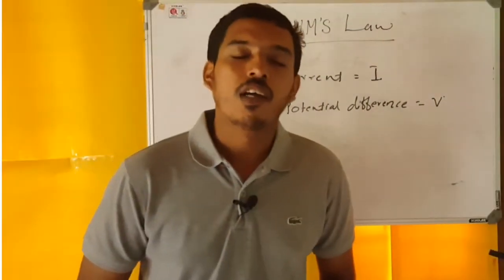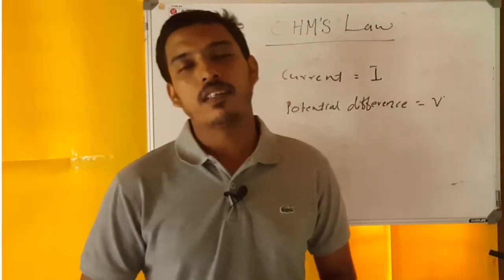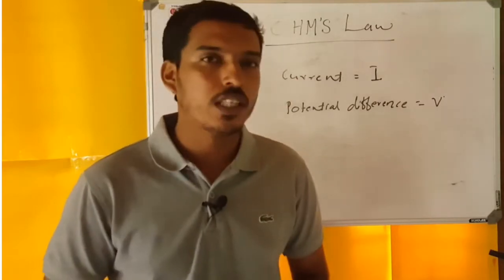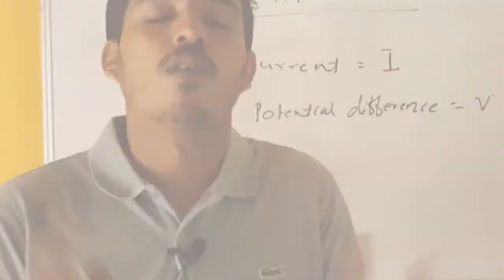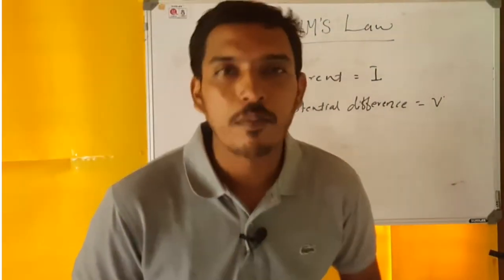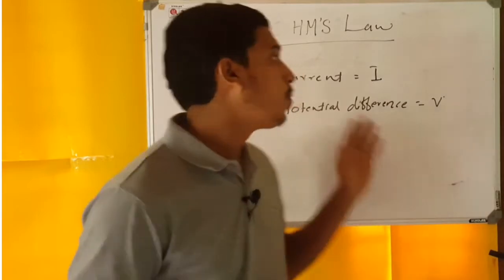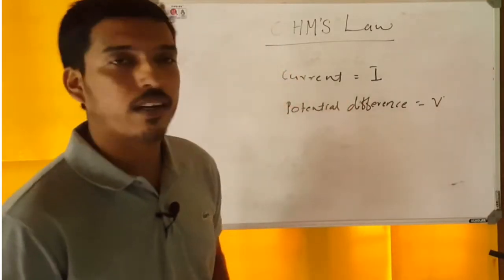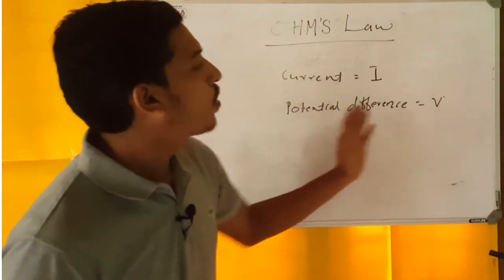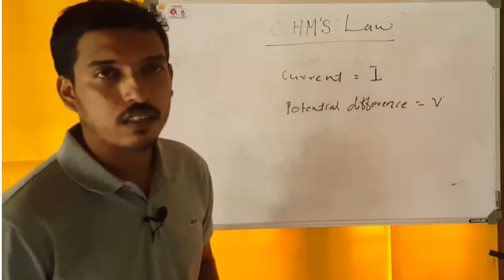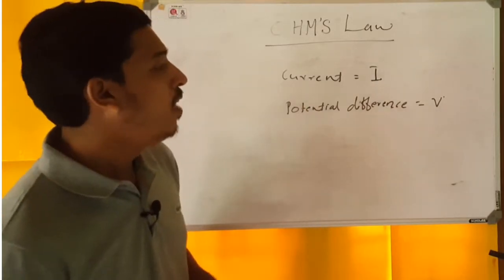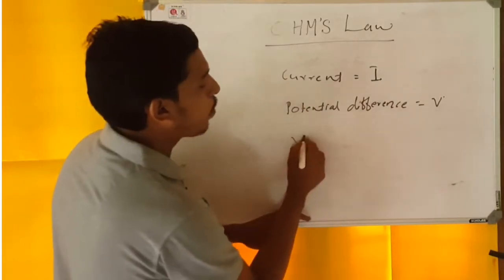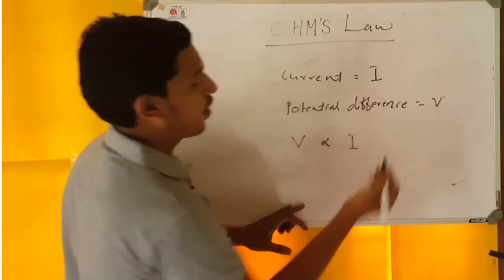A basic law regarding the flow of electric current through a conductor was developed by George Simon Ohm. In honor of him, this law was named Ohm's law. Let's assume a current I is flowing through a conductor. Let V be the potential difference between the ends of the conductor. Then Ohm's law says that the potential difference is directly proportional to I.